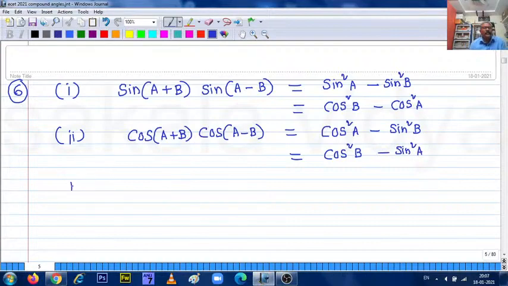So next, third one. Tan of A plus B into tan of A minus B.